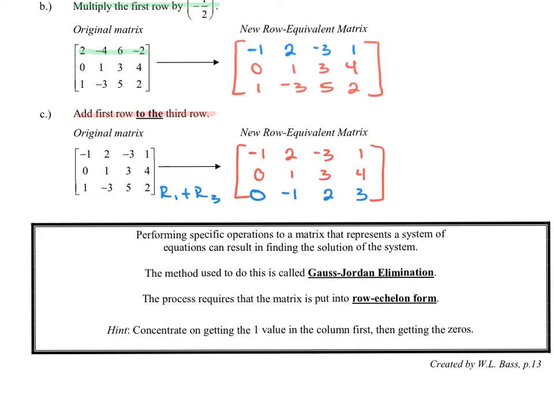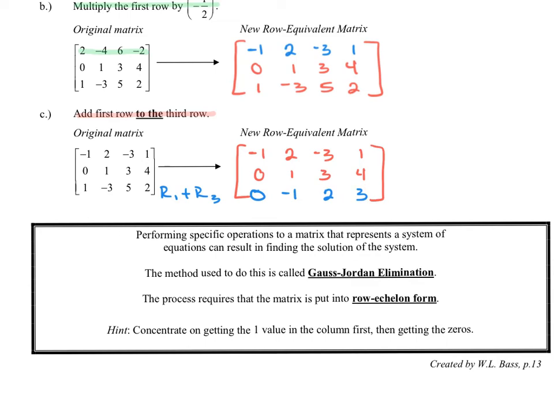So what I did there was I took my -1 and my 1, and that got me a 0. A 2 and a -3 was the -1. The -3 and the 5 is the 2, and the 1 and the 2 is the 3.